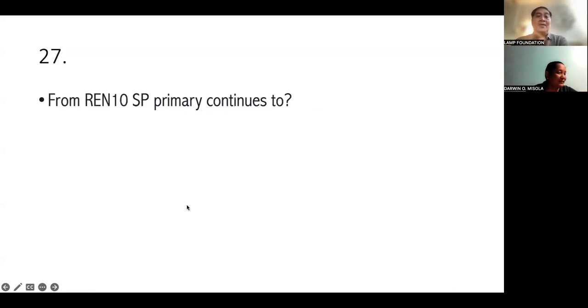Okay? Number 27, from REN 10, the spleen primary continues to GB 24 and liver 14. It continues to the spleen, and then connecting with the stomach.